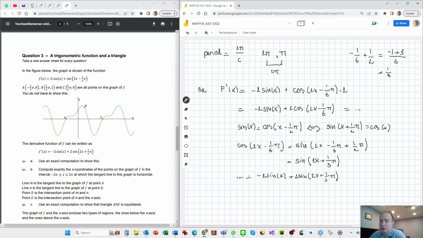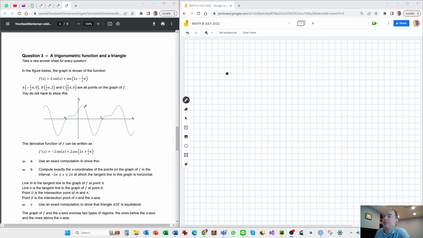So question 3b, we need to compute the x coordinates of the points in this interval at which the tangent line to this graph is horizontal. So from minus 2 pi to 2 pi. Okay, so there will be quite a few points where that happens.